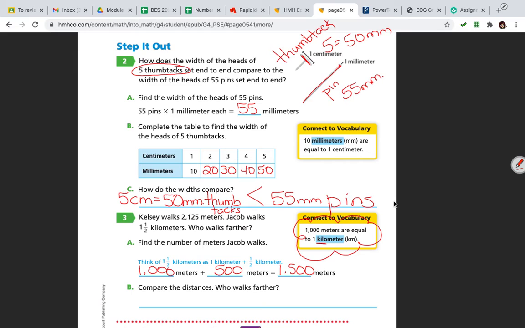Well, who walks more? Kelsey walks 2,125 meters, which is greater than 1,500 meters. So who walks farther, Kelsey or Jacob? Kelsey walks farther. This was Kelsey and this was Jacob. All right, at the bottom of the page, I want you to do number 1 for check your understanding. It talks about a decimeter, so don't forget that it takes 10 centimeters to equal 1 decimeter.